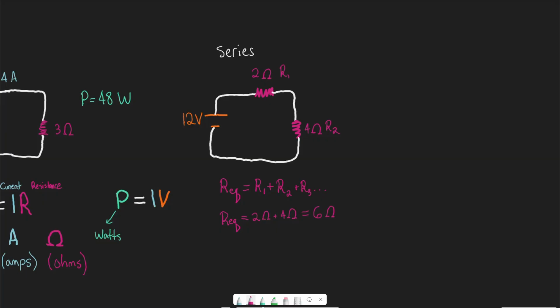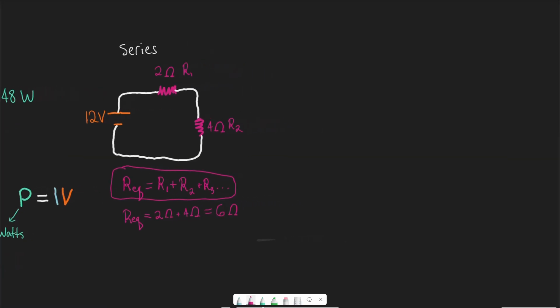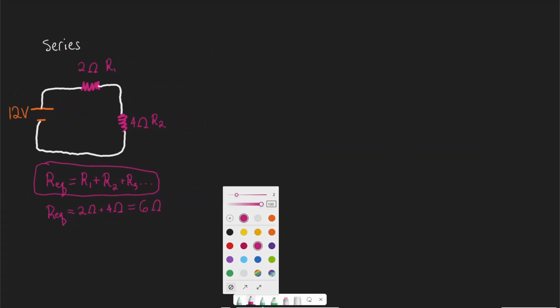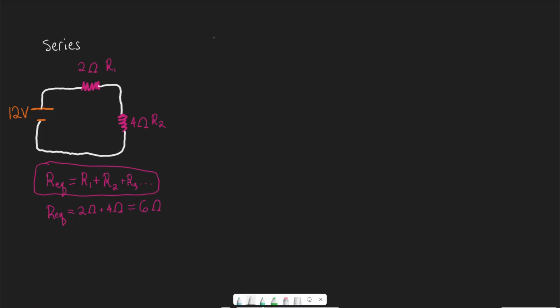So I think fairly easy, really not that difficult of a concept. So again, this is the equation for total resistance, or what we would call equivalent resistance in a series circuit. Now, what about in a parallel circuit? So what we mean by a parallel circuit is, so let me write parallel here.